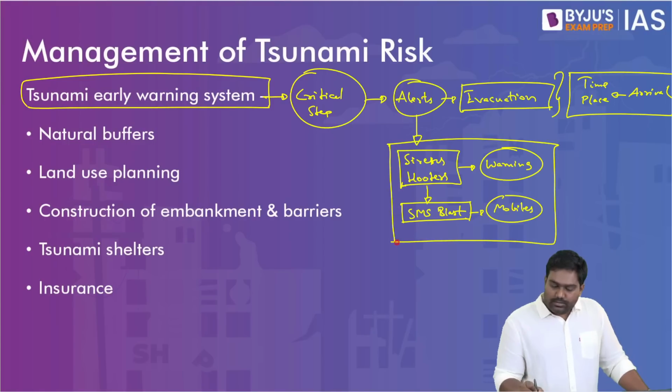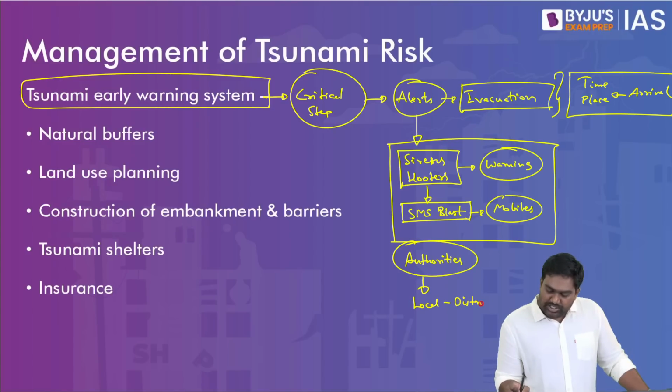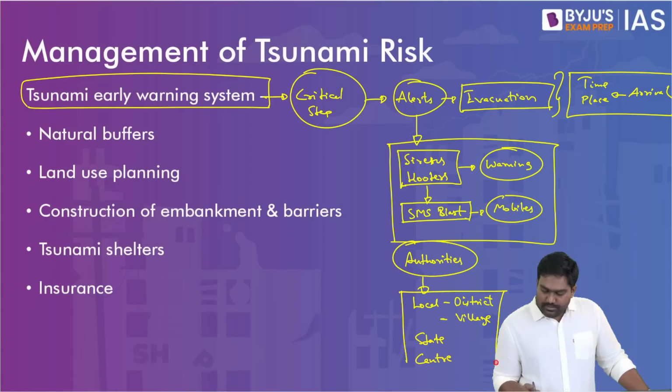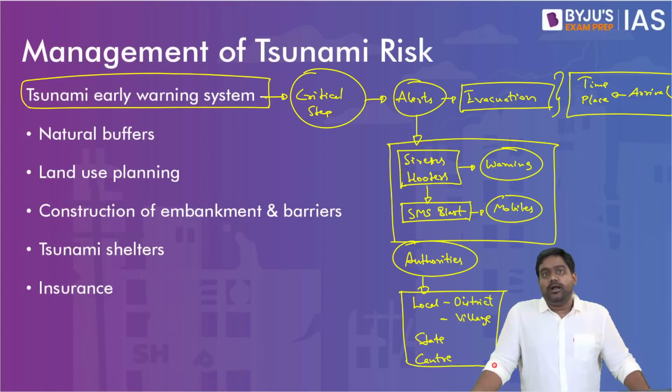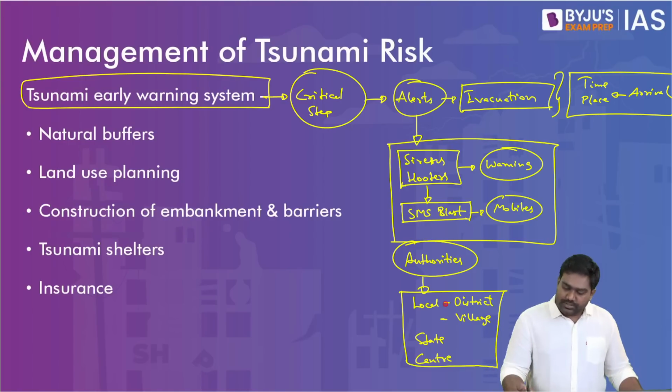You can also send an automated SMS blast to all the mobile phones that are active in the region. Then all the concerned authorities can be alerted in real time: the local, district, and village level authorities, state level authorities, and all the authorities of the central government. All concerned institutions will get a real-time alert, from the Indian Navy to the Coast Guard to the NDMA, Cabinet Secretariat, Prime Minister's Office, the Chief Minister's Office, State Disaster Management Authority, NDRF and SDRF. They all get the real-time alert along with the district administration and village level local bodies.